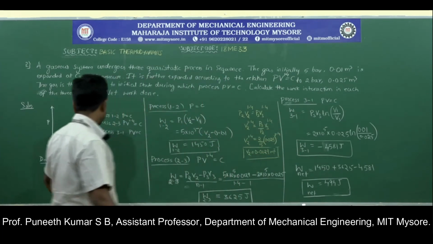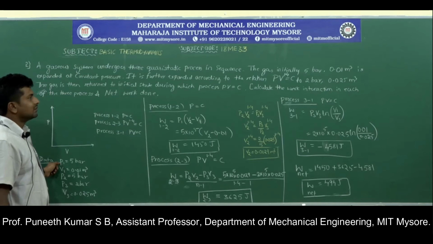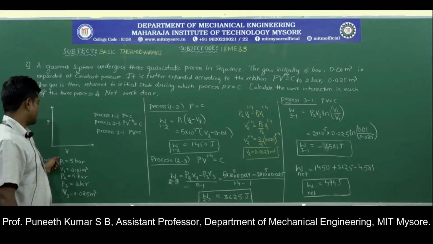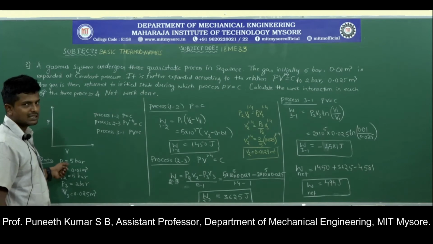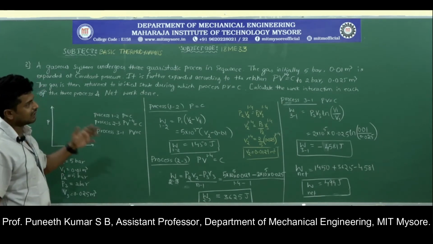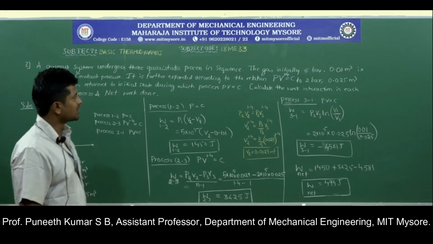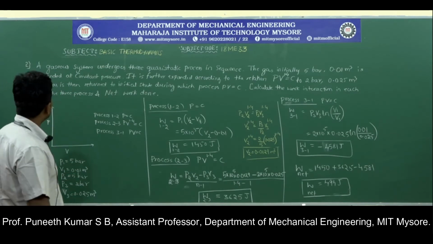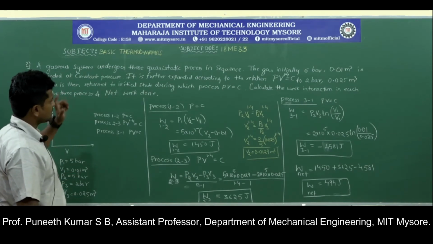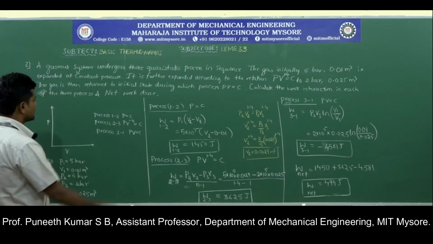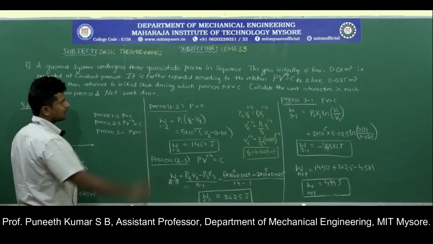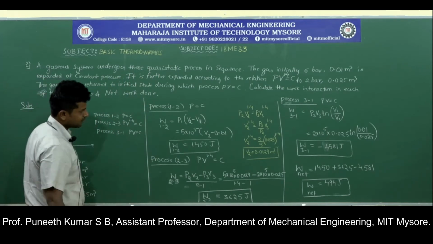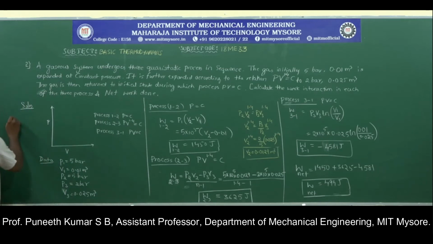We have written it in the data also. As the pressure at the initial condition is 5 bar, I have written P suffix 1, where 1 represents the initial condition and the value is 5 bar. And the corresponding initial volume is 0.01 meter cube. It is expanded at constant pressure. So the very first of the three quasi-static processes is the constant pressure process. I can write it as, for my sake of understanding, the first one is the constant pressure process.